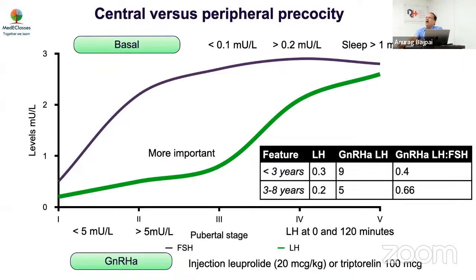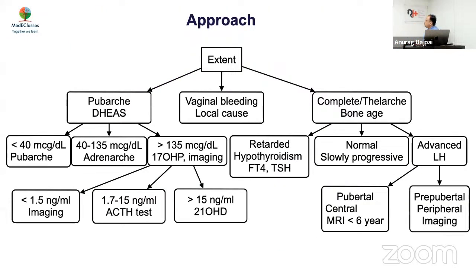But for me, a very high estrogen level and an undetectable LH is pretty good enough. You then have to go for imaging in that regard. So if you have complete development and your LH is prepubertal, you have to go for peripheral precocity and go for imaging in that regard.